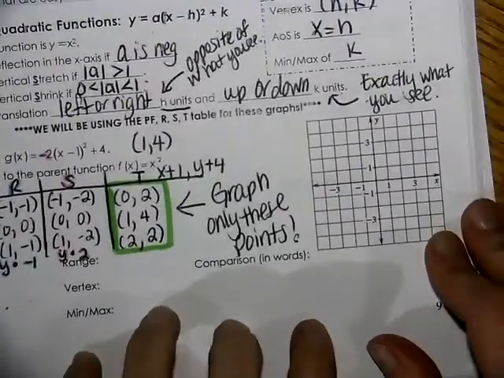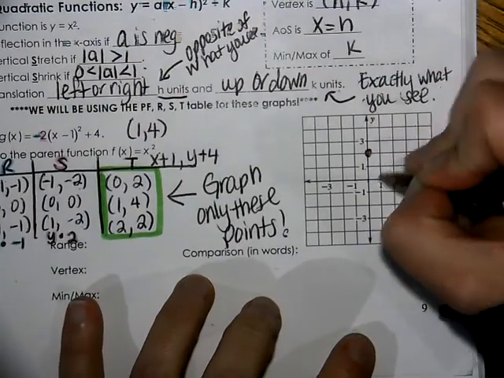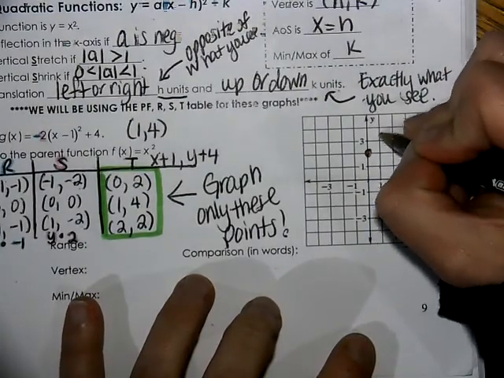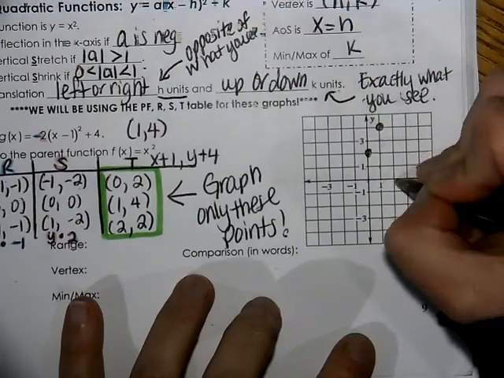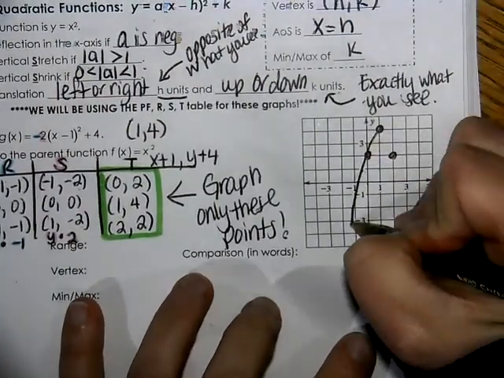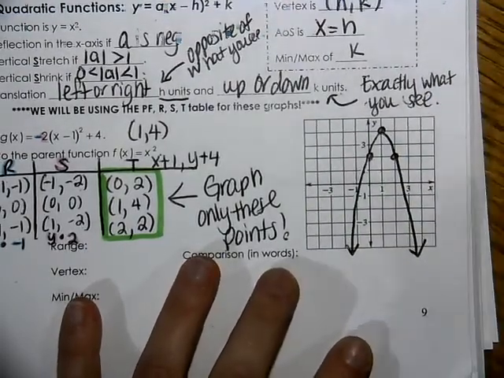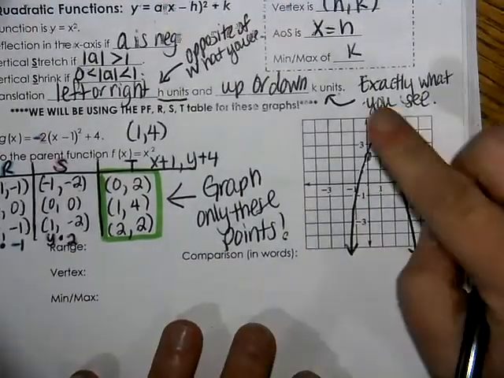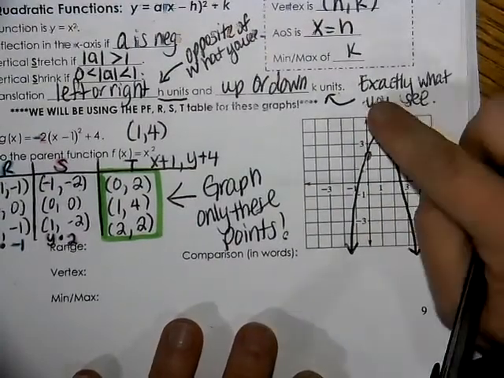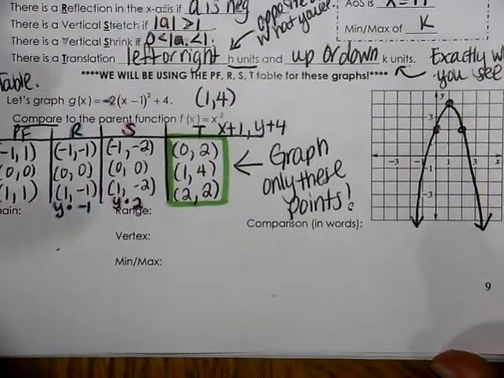All right, let's go ahead and plot these points. I have (0, 2), (1, 4), and (2, 2). Please do not graph this as a V. It has curviness to it. So it's supposed to look like an upside down U, not an upside down absolute value. So please be very careful.